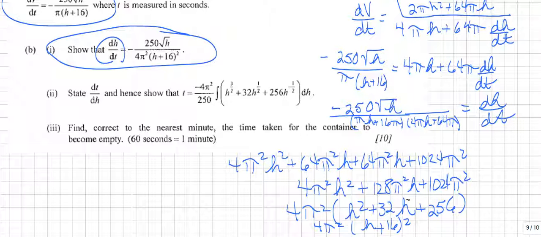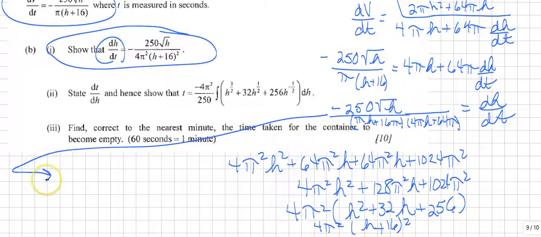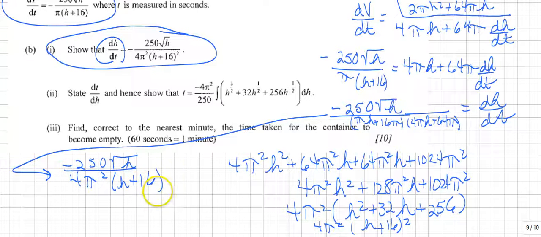So I've got it. Now if I can just put it together, draw an arrow here. So dh dt equals negative 250 square roots of h over what I just found to be the denominator, 4 pi squared, quantity h plus 16 squared, equals dh dt. So that was kind of complicated, but that is the end of part Roman numeral 1.